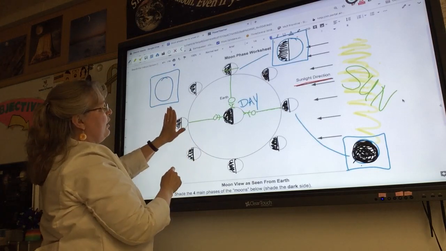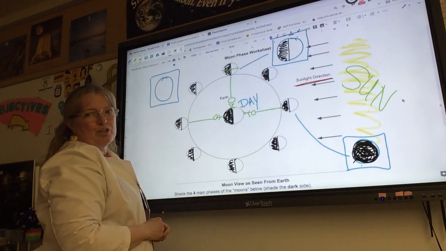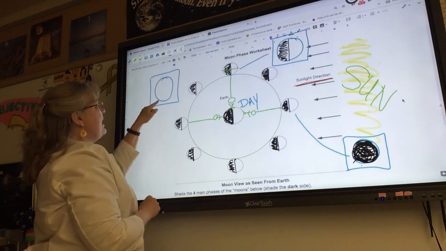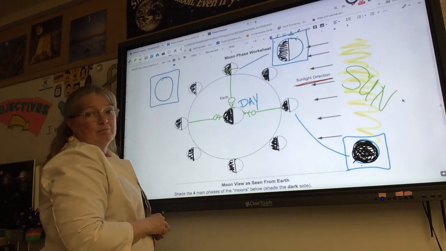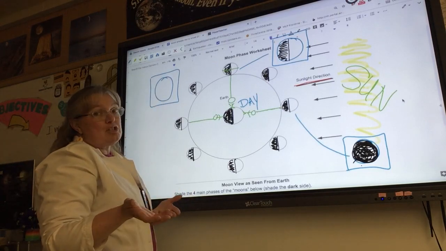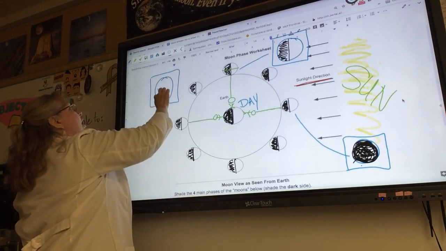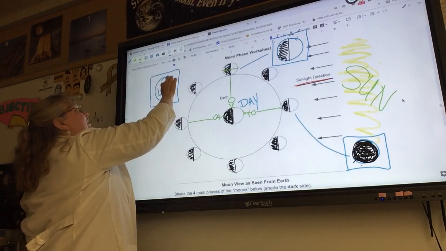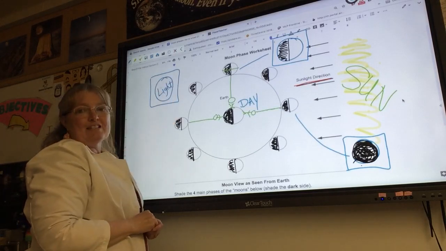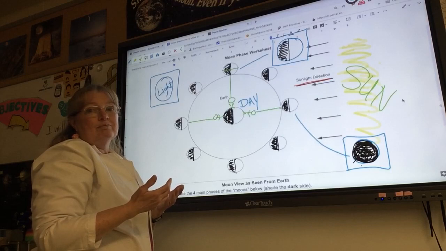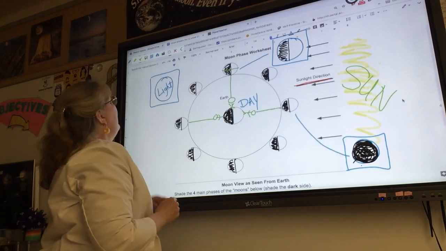So they're seeing only the sunlit portion of the moon. And so are we going to color anything in? No. But you want to make sure people understand that I'm looking at the light side of the moon. So I'm going to put the word light there. And what phase is it when I see all light? Full moon. Good. All right.